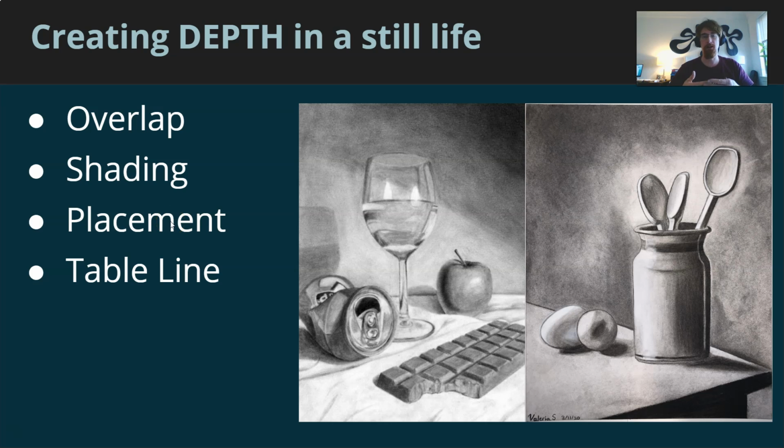The first way is by showing overlap. So you draw objects in front of or popping out from behind others. The other way is shading. And before that, even thinking about just where you're placing your objects is super important. And then also where you draw either a table line or a desk line or whatever you want to do.